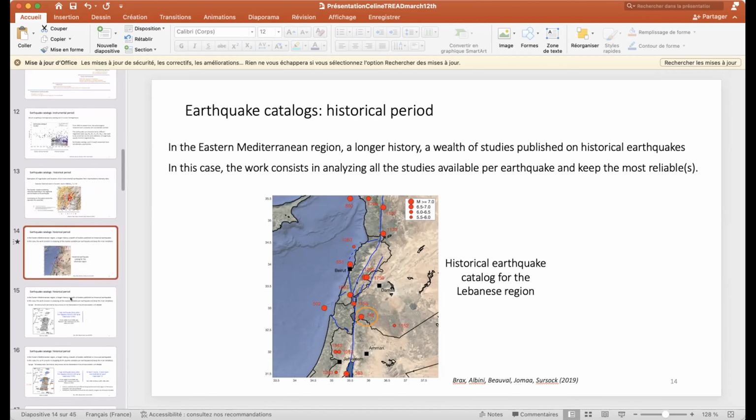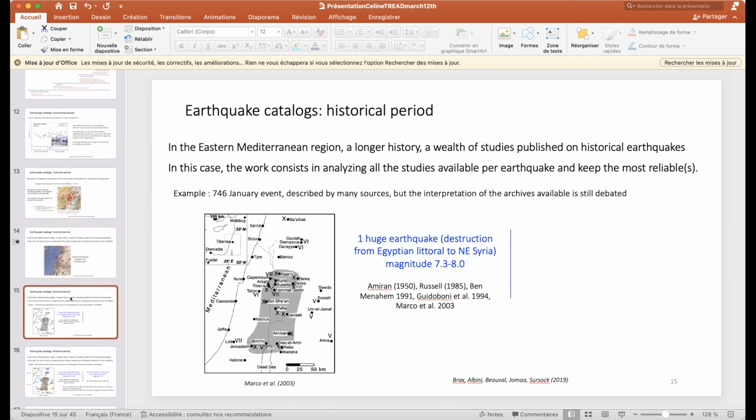I don't have my animation, but it doesn't matter. On this map are reported the intensities available for this earthquake. It's an example of a historical earthquake that has very different interpretations. When you search in the literature, part of the studies consider that it's a huge earthquake that caused destruction from the Egyptian littoral to northeast Syria. And thus, these studies associate the earthquake with a very large magnitude.